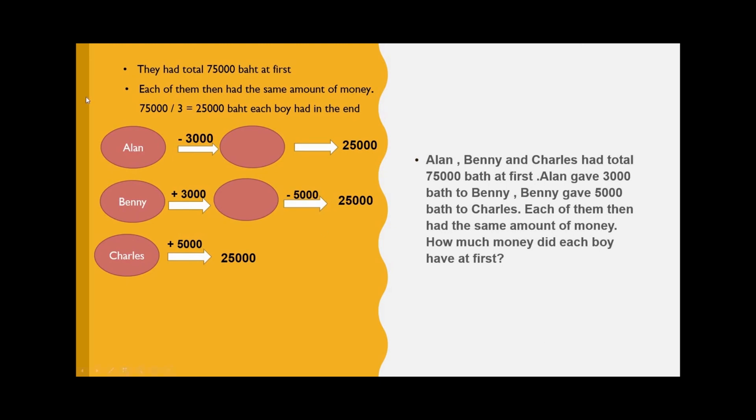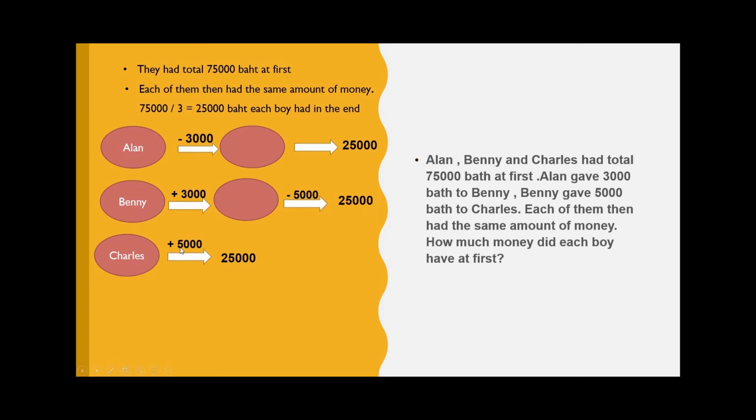So whatever Alan has, minus 3,000 baht, is equal to 25,000. Benny received 3,000 baht from Alan. So whatever Benny has, plus 3,000. And then Benny borrowed 5,000 baht to Charles. So Benny's money plus 3,000 minus 5,000 is equal to 25,000.